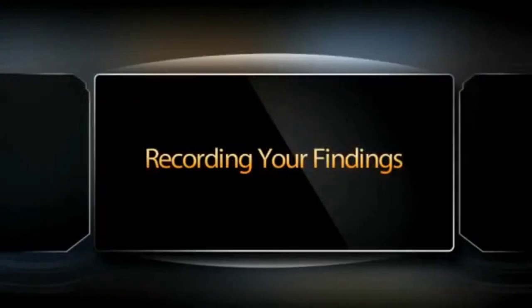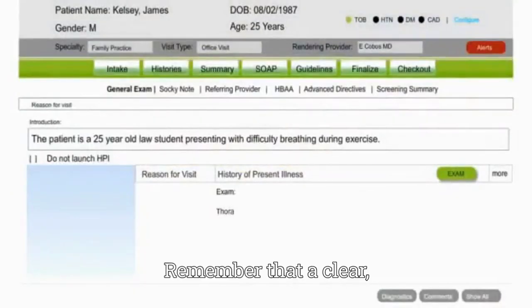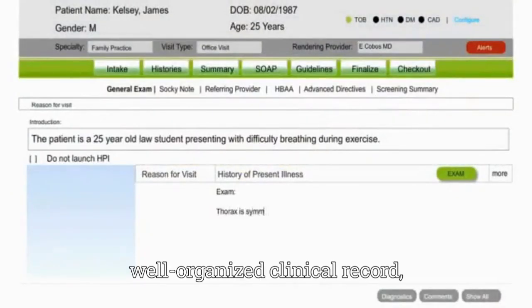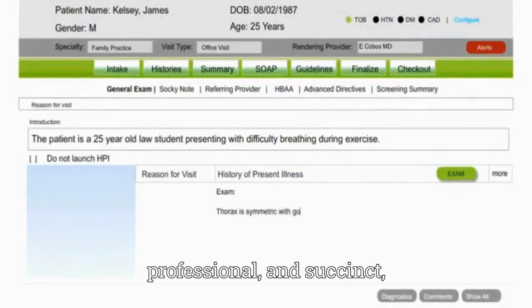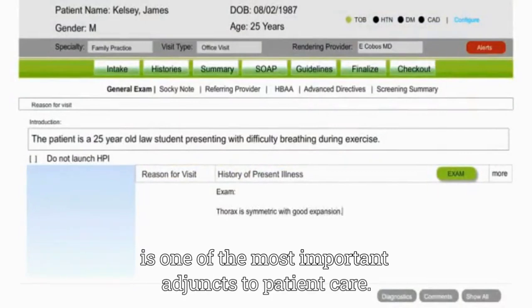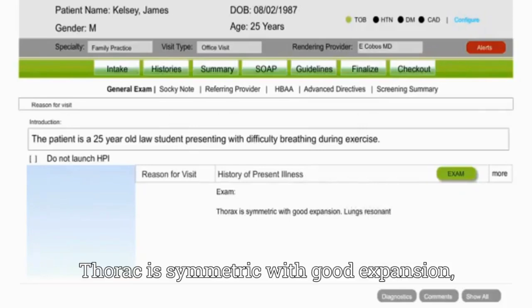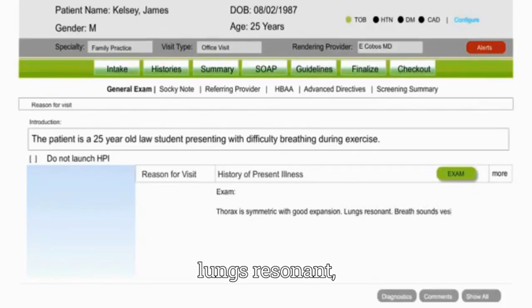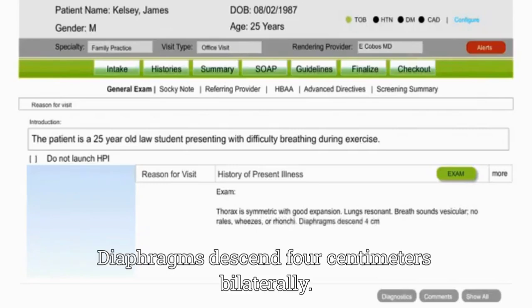Remember that a clear, well-organized clinical record, employing language that is neutral, professional, and succinct, is one of the most important adjuncts to patient care. Thorax is symmetric with good expansion, lungs resonant, breath sounds vesicular, no rales, wheezes, or rhonchi. Diaphragms descend 4 centimeters bilaterally.